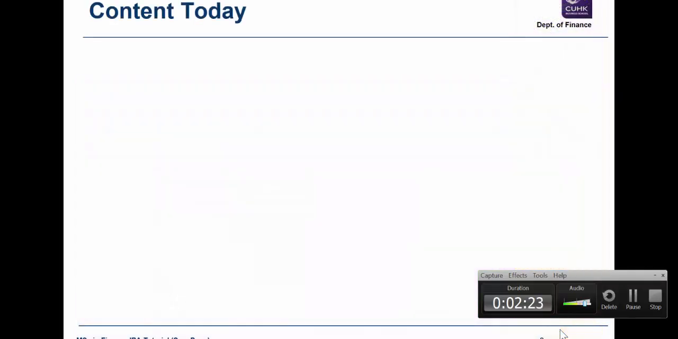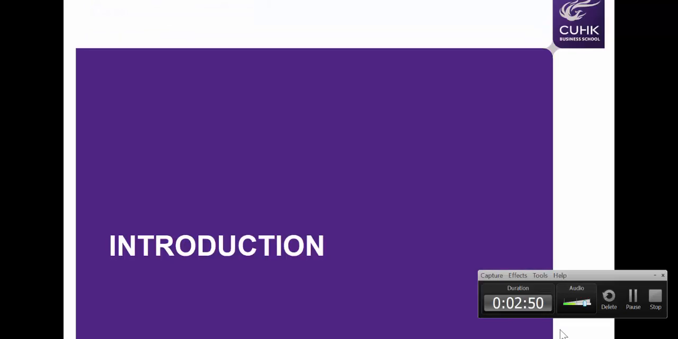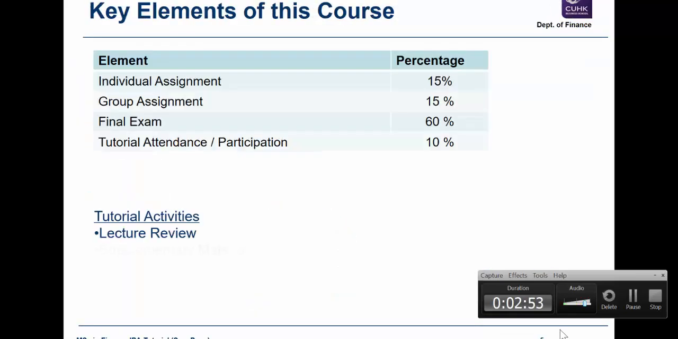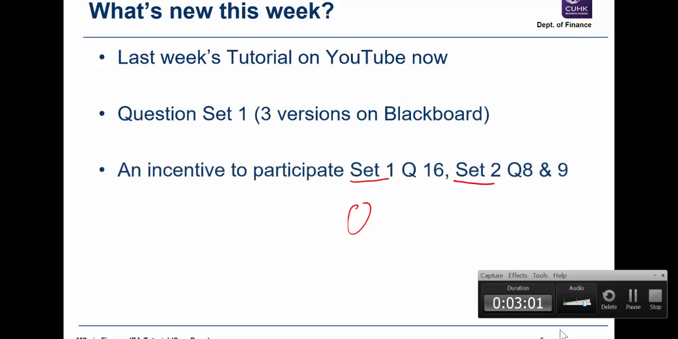So what I plan to do today, mainly I want to give you a few clues on assignment number 2, and I'd like to get on to the practice questions set number 3, which has been uploaded to Blackboard, the clean one, with no answers and no annotations, and we'll go through that. Just quickly, by way of keeping you up to date.